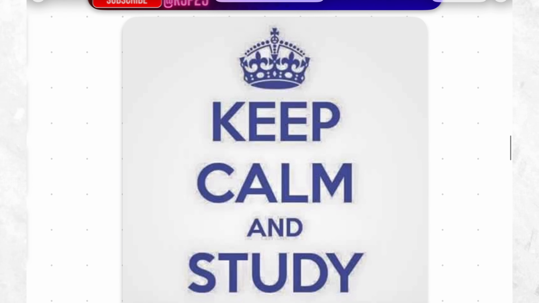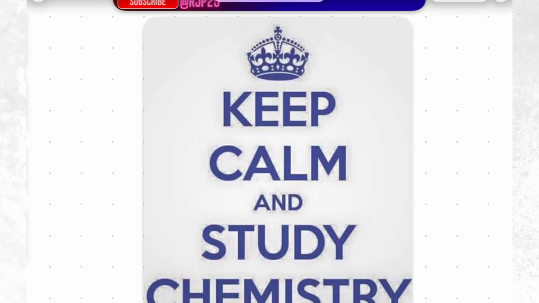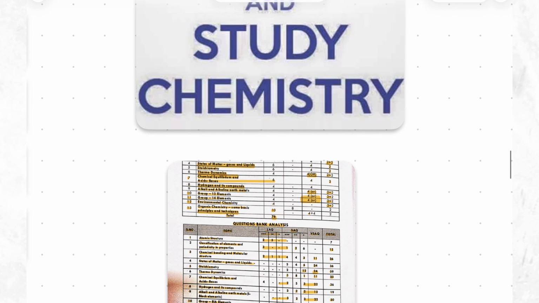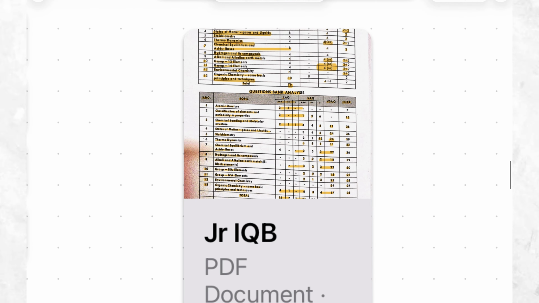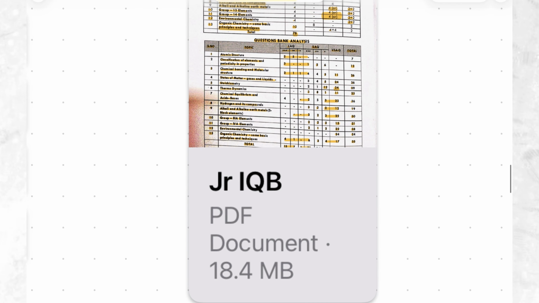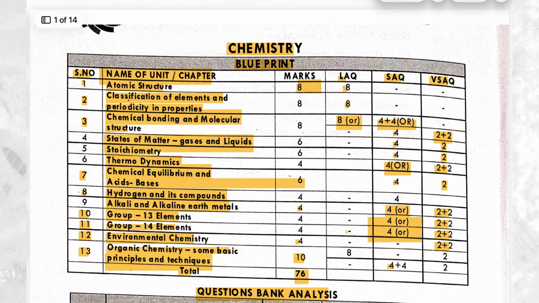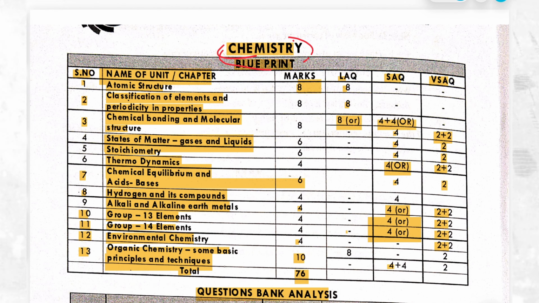Before we do that, see this. Keep calm. Study chemistry. This is clear, student. So now we'll see the importance and blueprint step by step. I will explain. All of you see here the chemistry blueprint. This is our chemistry first year blueprint. So how many topics are there?